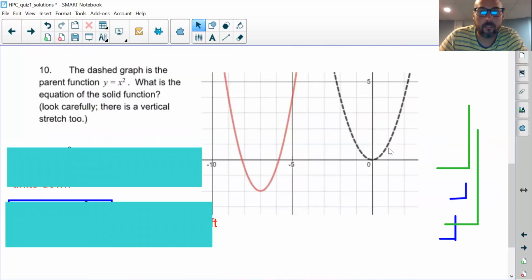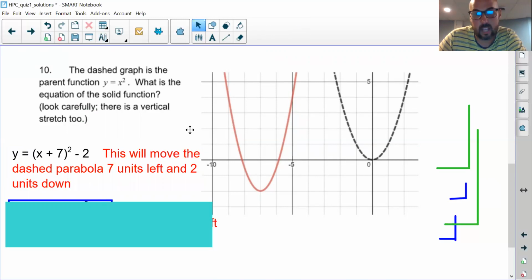Last one, from dashed to solid. The dashed graph is the parent function y equals x squared. How do I get over here? Well, most obviously, the vertex is at 0, 0. This vertex is at -7, -2. That's 2 transformations. That's to the left 7 and down 2. So x plus 7 in the parentheses, -2 outside of the parentheses.